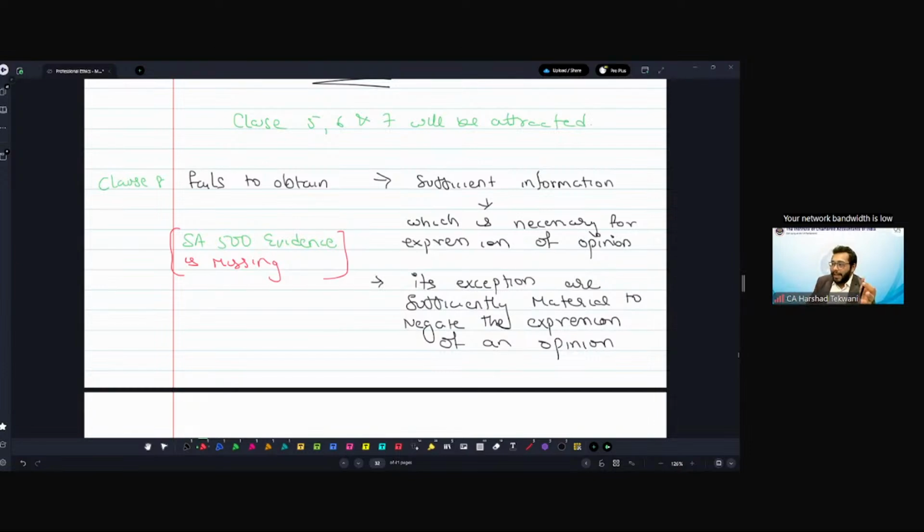He is certifying where he has not. So that's why I say these clauses are linked together. A particular scenario can be there where multiple clauses can be applicable, specifically from 5 to 9.